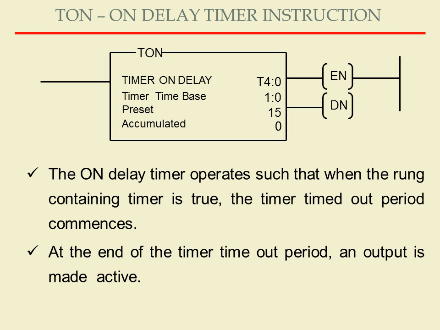It contains time base, then preset value is 15 and accumulated value is 0. Once the on delay timer runs, this accumulated value will start increasing 0, 1, 2, 3, 4 like this, and it will reach up to 15, and then the timer will stop.